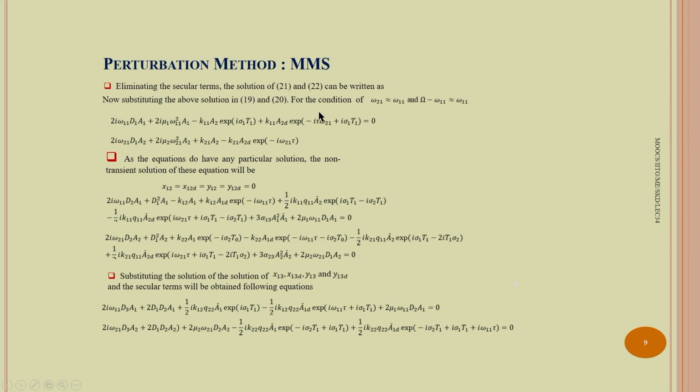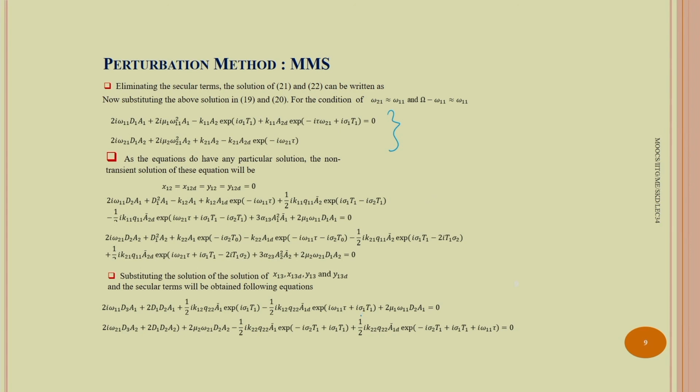So, now we can eliminate the secular terms. By eliminating secular terms, our equation will reduce to this form. As you know, as the equation does not have any particular solution, the non-transient solution of these equations will be x12 equal to x12d equal to y12 equal to y12d equal to 0. So, by putting these for steady state, x12, x12d, y12 and y12d equal to 0, we can have this equation.